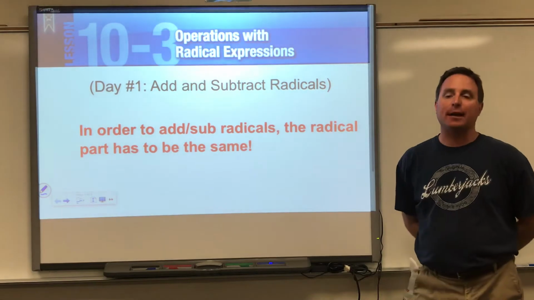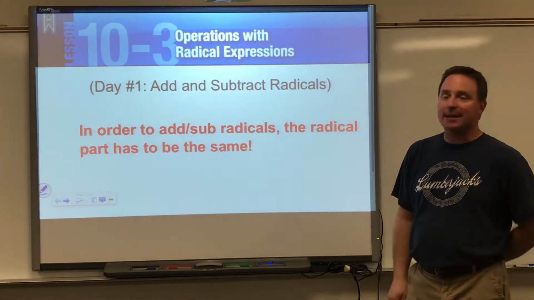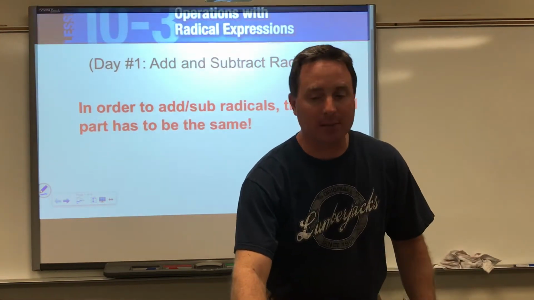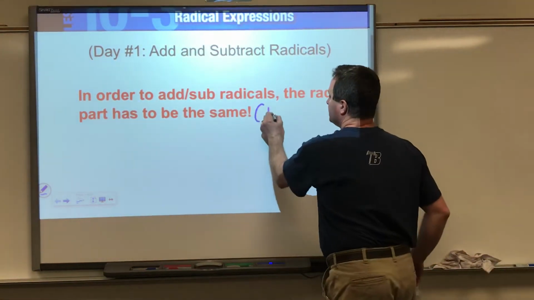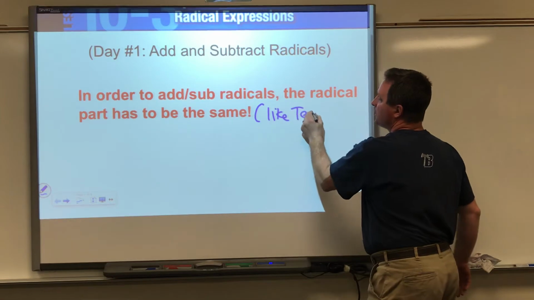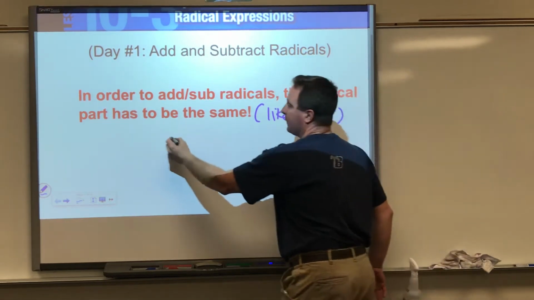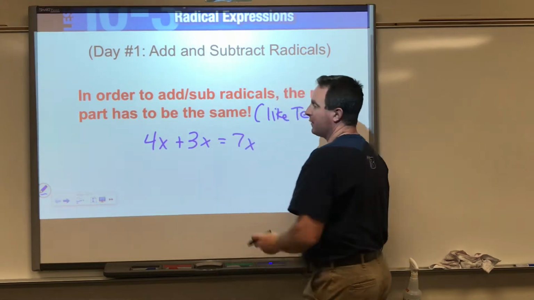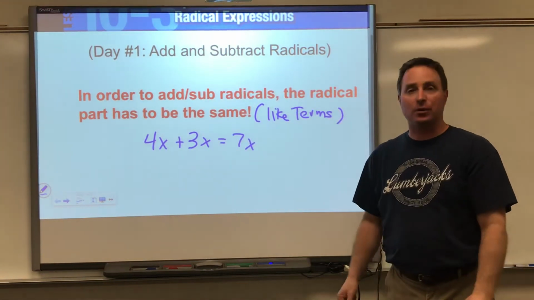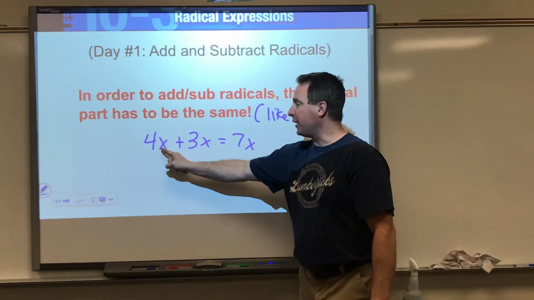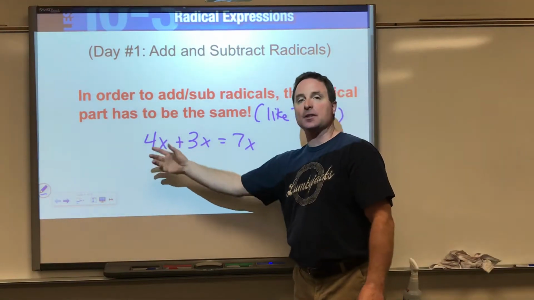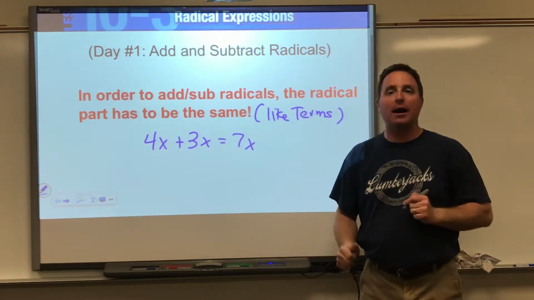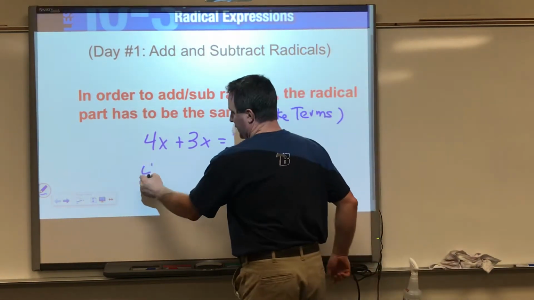In order to add and subtract radicals, the radical part has to be the same. Okay? In other words, they have to be like terms, essentially. And that's all that really is saying. It's no different than if I did 4x plus 3x, I get 7x. You guys know that in order to be able to add those, they have to be like terms. The variables both have to be x's, they have to be the same powers. Again, you can only add x's with x's and y's with y's and so on. Well, the same thing is true with this.